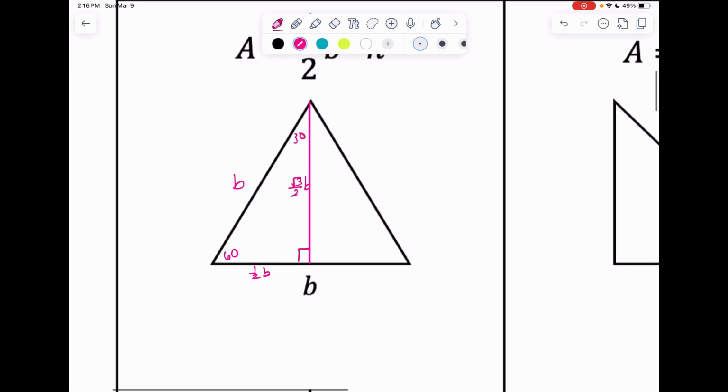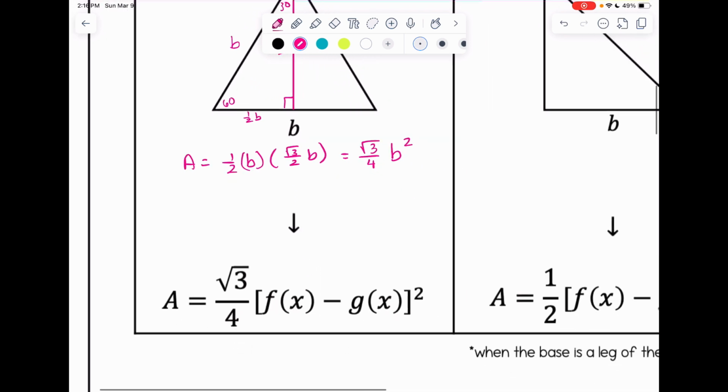So now if I was finding the area of this triangle, it would be 1/2 the base times the height. And if I simplify that, I would get radical 3/4 times the base squared. So now that we know that the base is the difference of the two functions, f of x minus g of x, this is how we can get the area of that equilateral triangle: radical 3/4 times f of x minus g of x squared.